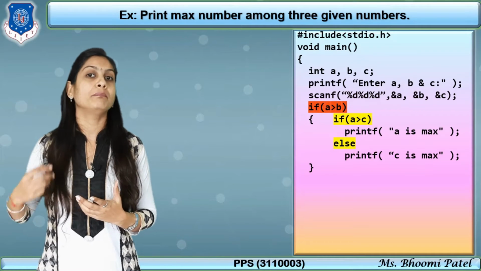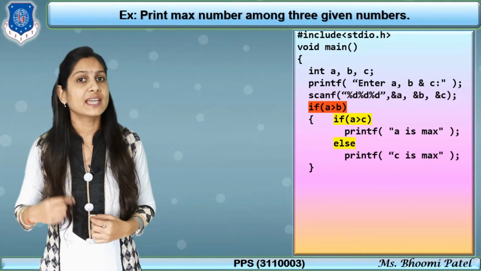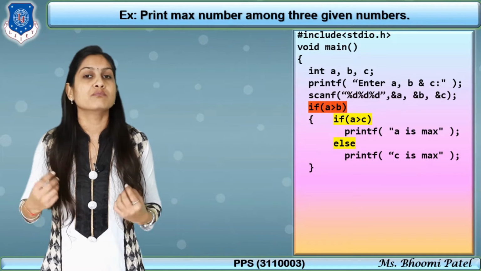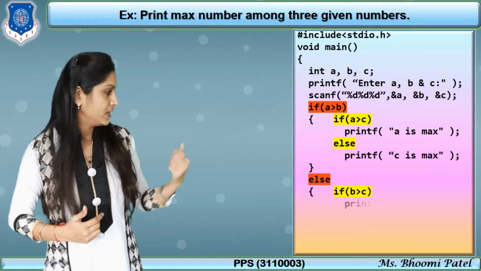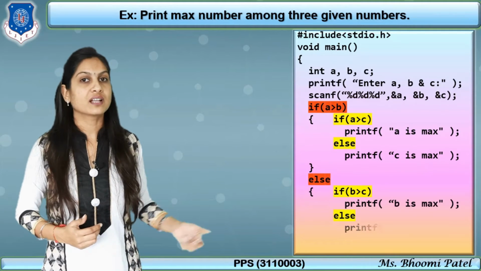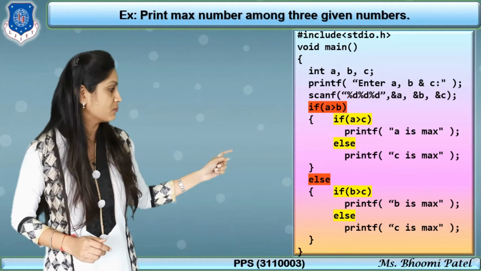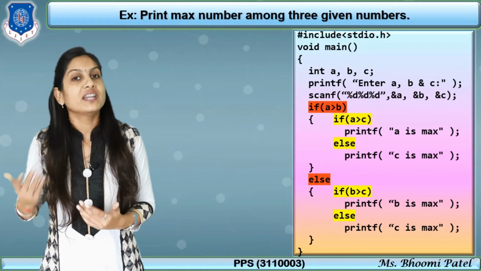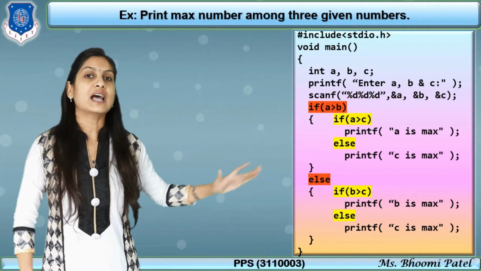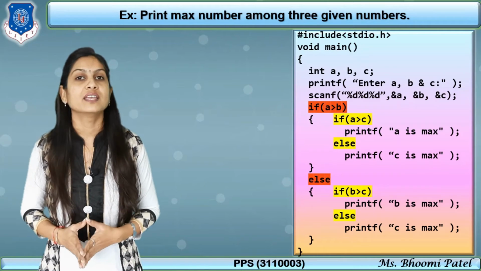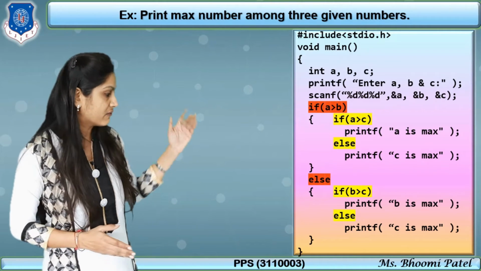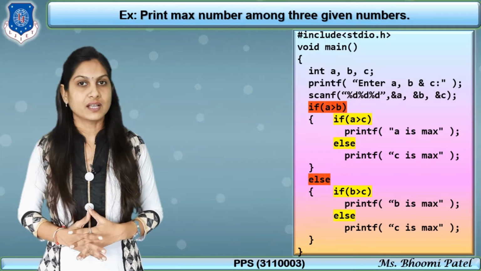Now think about b. If a greater than b becomes false, it means b is greater. In this case b is checked with c. So in the else we again write a condition in an if, that is b greater than c. If it is true, then obviously the answer is b is max. Otherwise, obviously the answer is c is max. Likewise you can apply the nested concept.